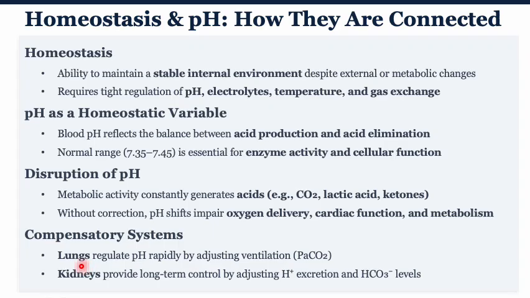You have two systems, again, the lungs and the kidneys. The lungs regulate pH rapidly by adjusting ventilation, which will affect your partial pressure of carbon dioxide. Kidneys provide long-term control by adjusting the hydrogen excretion and the bicarbonate levels. So the lungs' compensatory system is short term and probably faster, and the kidneys' is long term and probably a slower process.